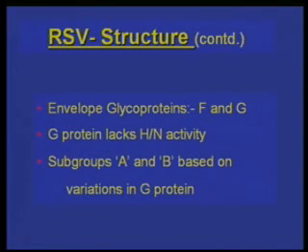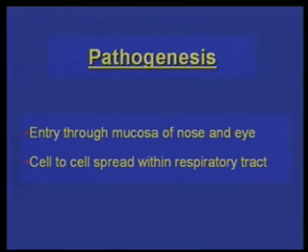The glycoproteins on the envelope are the G and F proteins, and the G protein does not have HN activity, so it's not an HN protein. The subgroups are defined on the basis of the G protein. The F protein is important for the fusion of the membrane, and that is the basis of the formation of syncytia. Again, it's a respiratory pathogen.